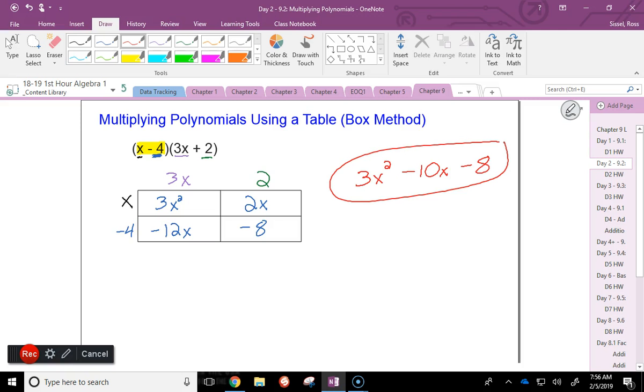So that is the box method. Yes? Do both of the parentheses have to have two different terms for this to work, or can they have a different number of terms? No, they can have a different number of terms. So let's just pretend this was plus 4x squared. You would have just added on this box over here, and you would have that one there. So then I would have done x times 4x squared, and you would put the answer in that part of the box. That's a good question.